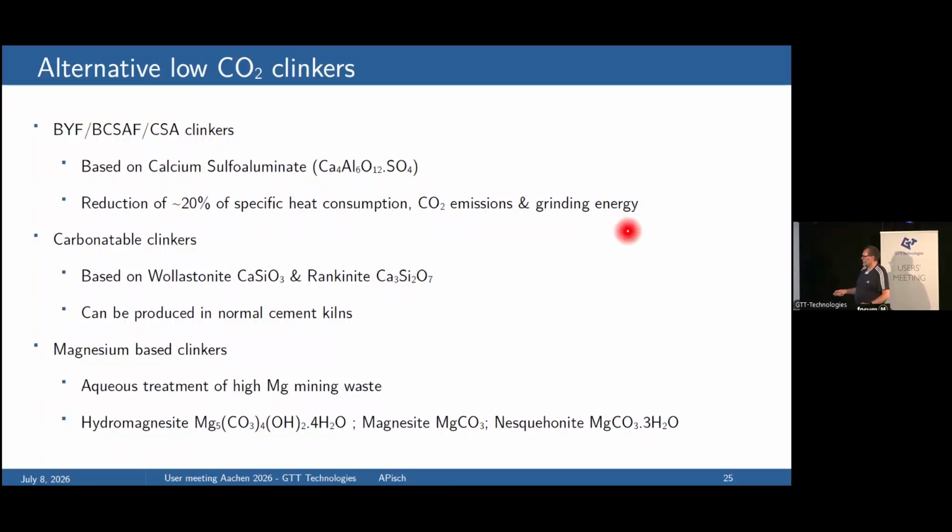Then we have these carbonatable clinkers, which the next speaker will talk about. They are based on wollastonite or rankinite or amorphous slags. If they are based on wollastonite or rankinite, they can be produced in normal cement kilns. And then the little more exotic are magnesium-based clinkers, where they use magnesium mining waste. People in Finland work on that. They extract the magnesium from the mining waste and carbonate or hydroxide them in order to make them also as potential binders.